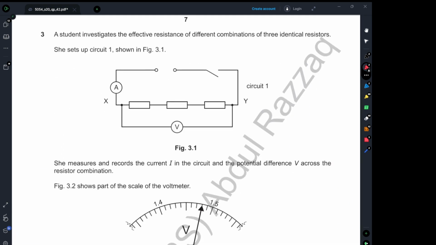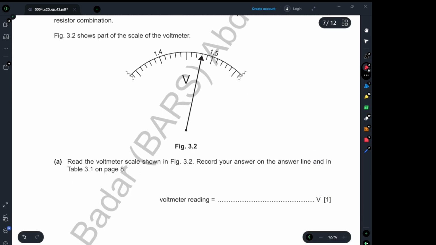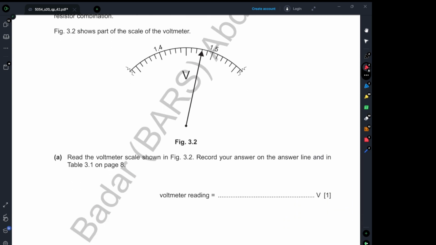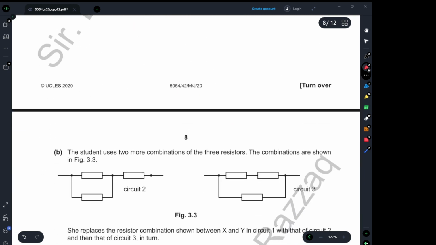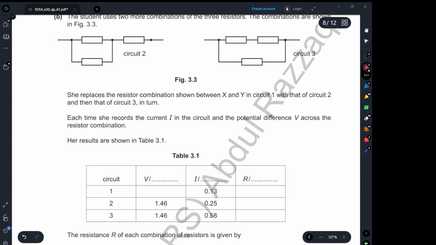We have question number 3. Student investigates blah blah blah. Read the voltmeter shown in figure 3.2. Record your answer on the answer line. So this right here is going to be 1.48. Say 1.41, 1.42, 1.43, 4, 5, 6, 7, and 8. So it's going to be 1.48 volts. All right.